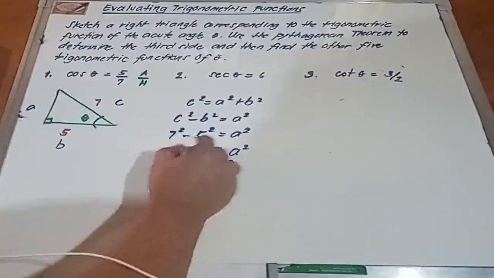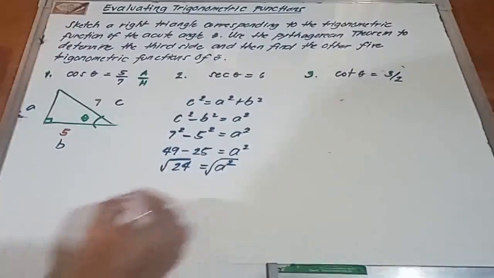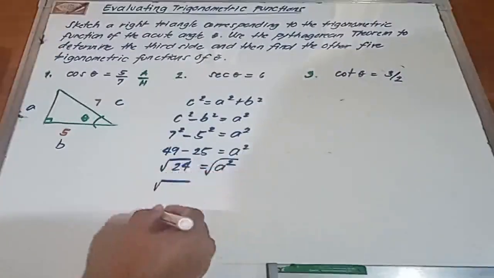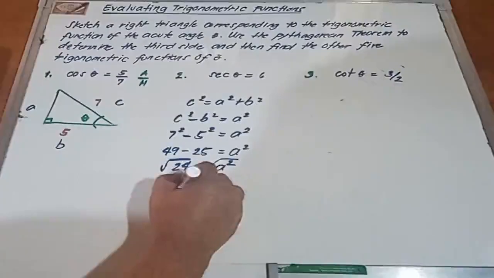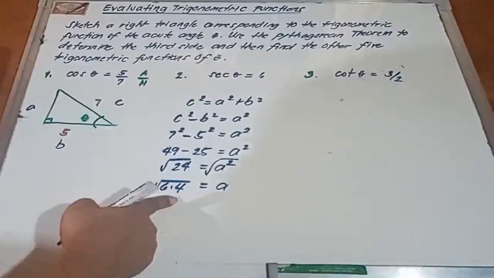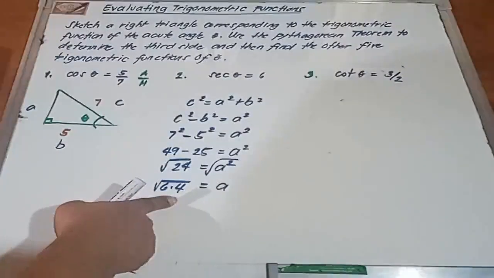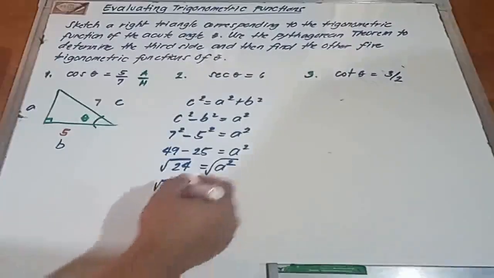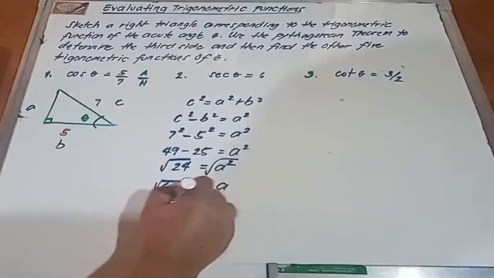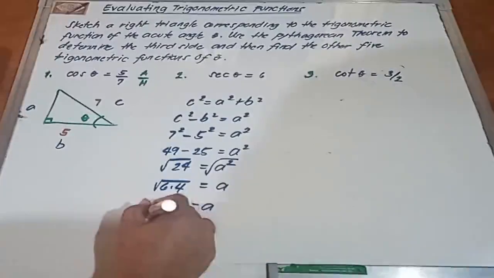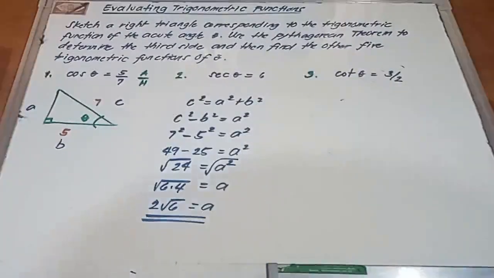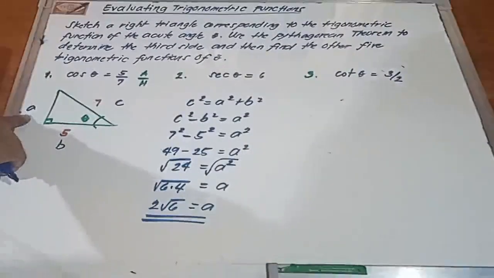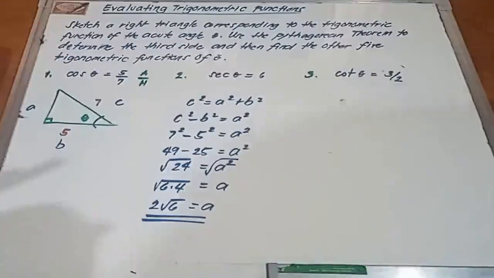And then we get the square root ng both sides. So we have by factoring that this is equal to 6 times 4. Okay, equal to a. We can remove yung ating 4 inside of the radical symbol kasi perfect square siya. So this is 2 square root of 6. Okay? Yan, 2 square root of 6. Since we all know now the value of a, we can now determine the other 5 trigonometric functions.